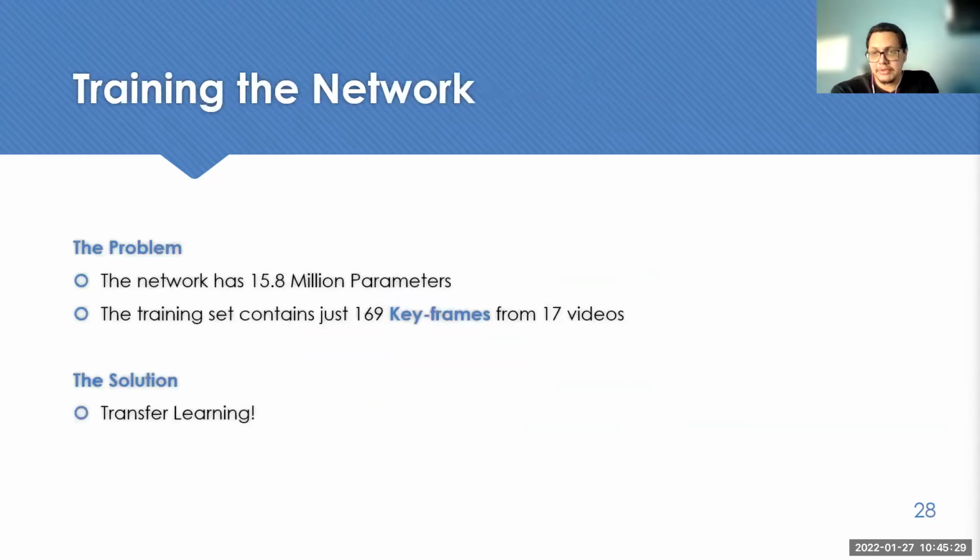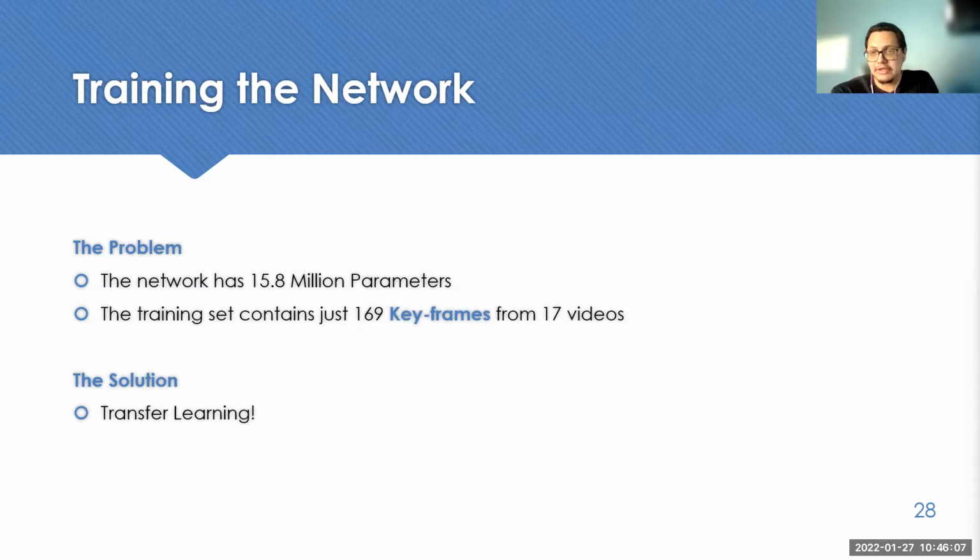Now, there is just one problem here. This network is not so big, but not too small either. It has 15.8 million parameters, and we have only so many lecture videos, in this case 17, from which we labeled 169 unique keyframes. So for any of you that have had the chance so far to play with neural networks, you will know that this amount of data is far from being enough to train a network of this size. So what's the solution? We had to use transfer learning.